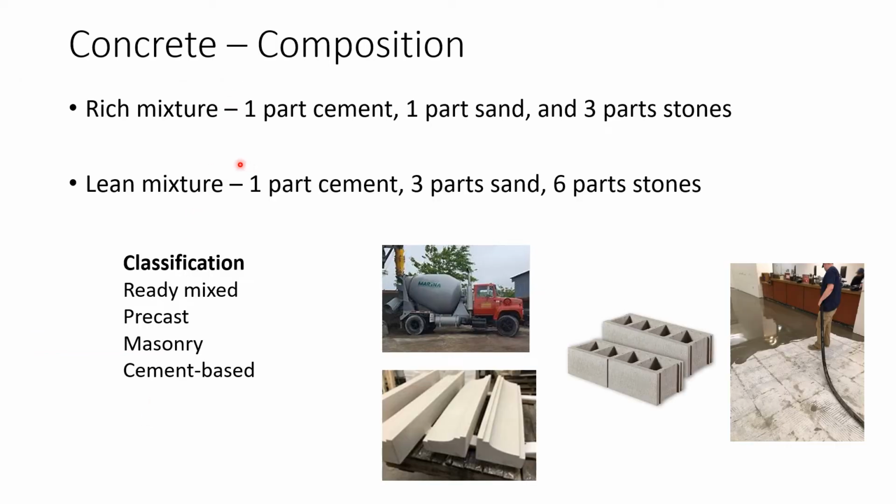We have 2 different mixtures. One is rich and the other one is lean. In the rich mixture, we put 1 part cement, 1 part sand and 3 parts stones. In the lean mixture, we put 1 part cement, and we add 3 parts sand and 6 parts stone.